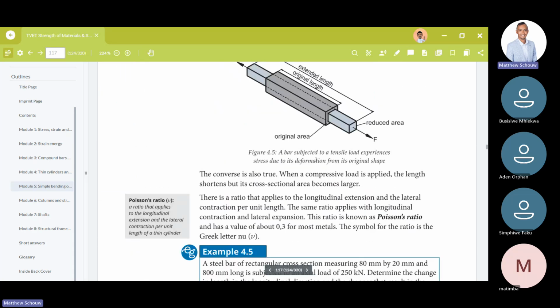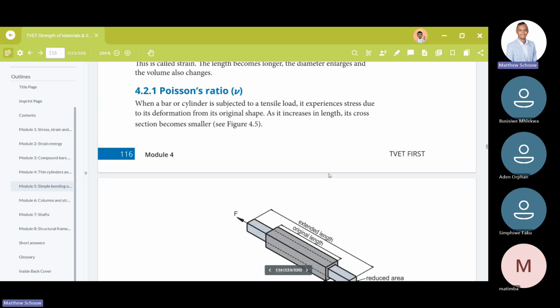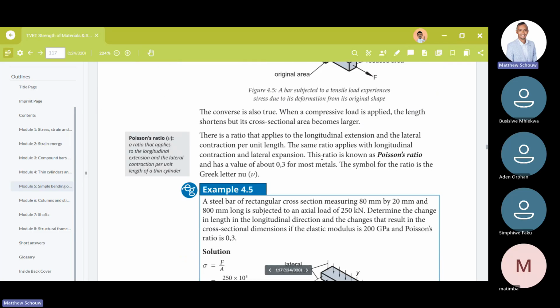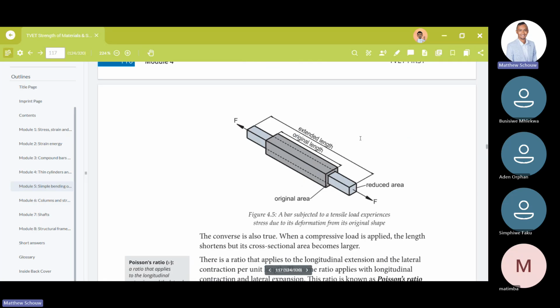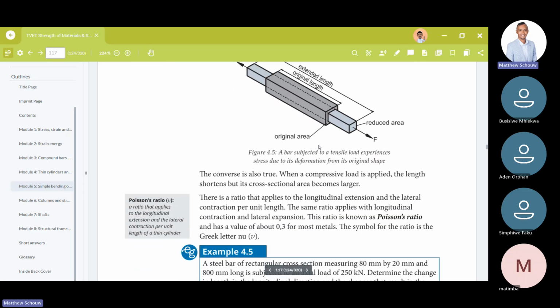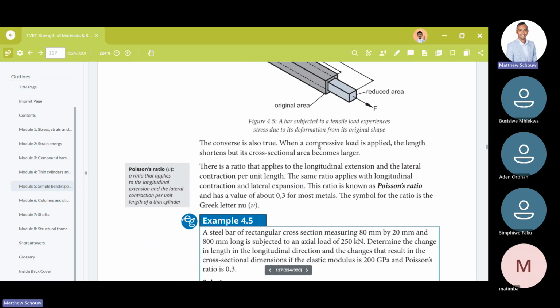Strain. There is something called Poisson's ratio, which talks about the longitudinal and the lateral strain. I can show you a video of that, but basically, let's say we have this original thing and we pull it, we notice that the area gets smaller and the length gets longer. The ratio between those two changes, the lateral contraction and the longitudinal extension, is called the Poisson's ratio. It's a separate thing on its own.